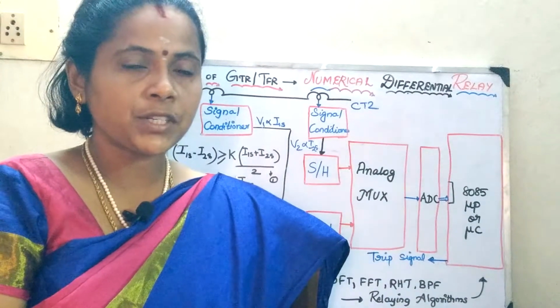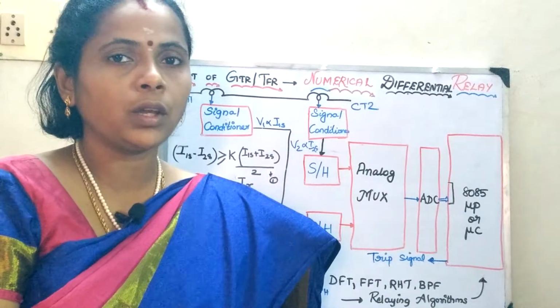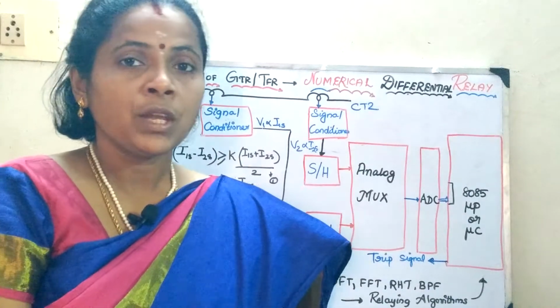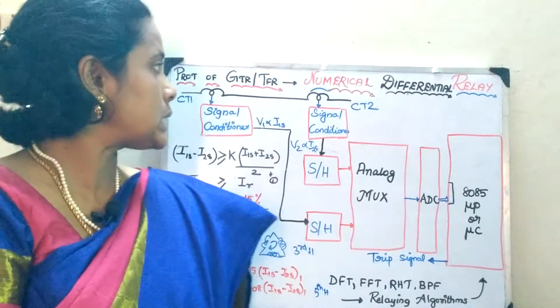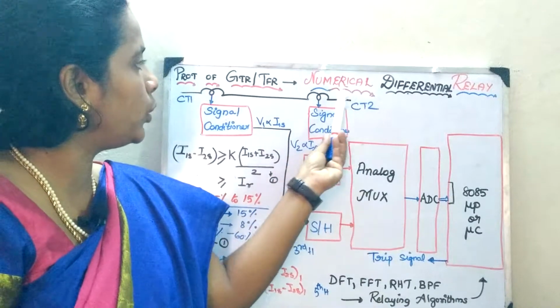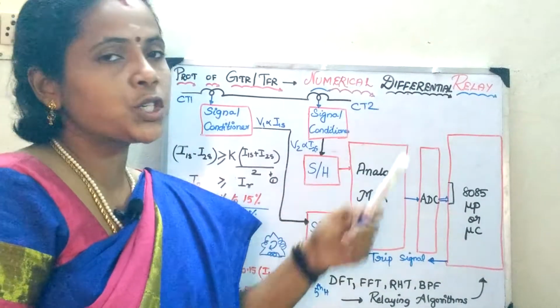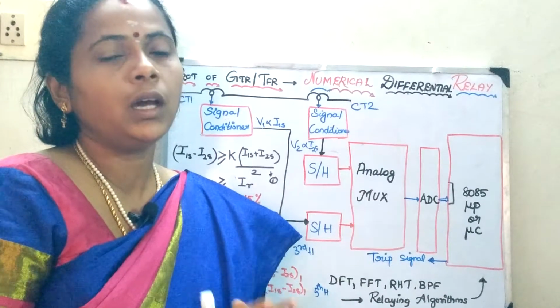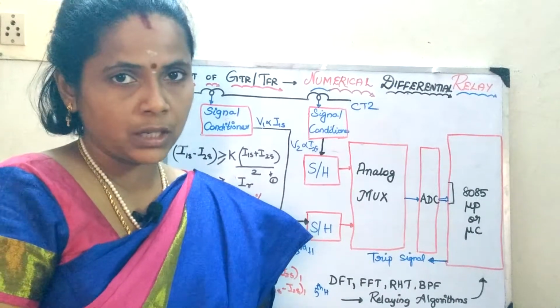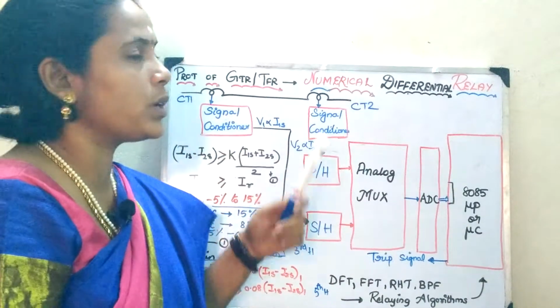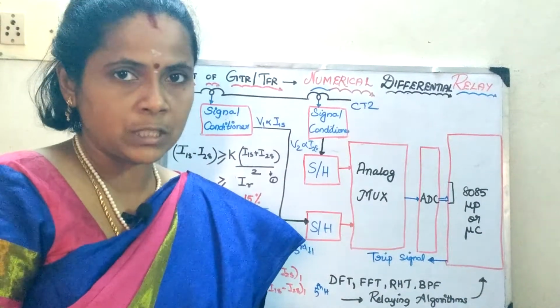In the last session, we saw the working of the numerical mho relay or admittance relay. In today's session, we will be seeing the working of the numerical differential relay. This differential protection is a very effective and sensitive protection for equipment such as generators, transformers or bus bars.